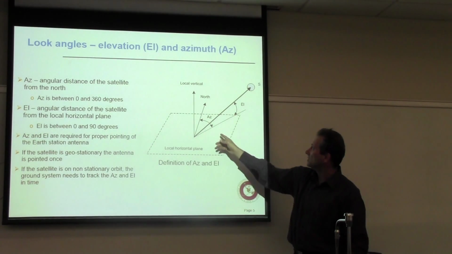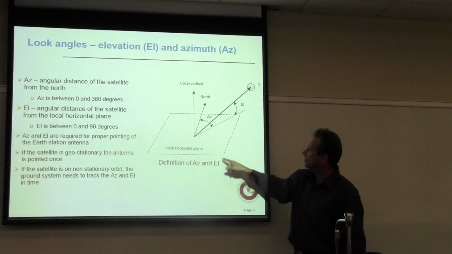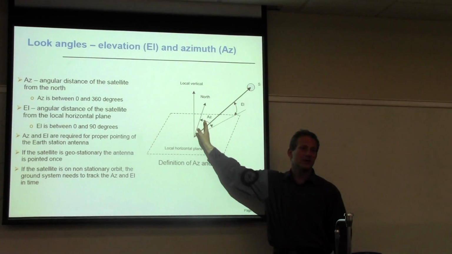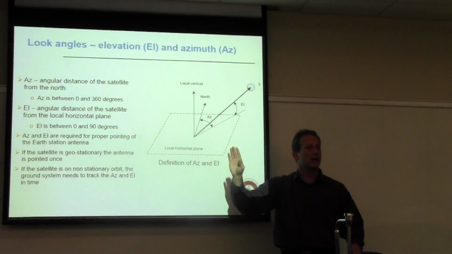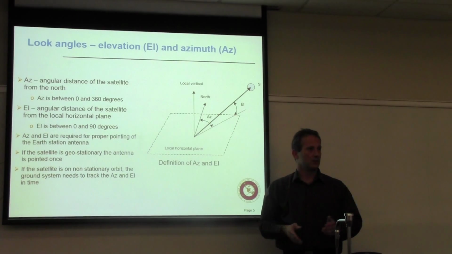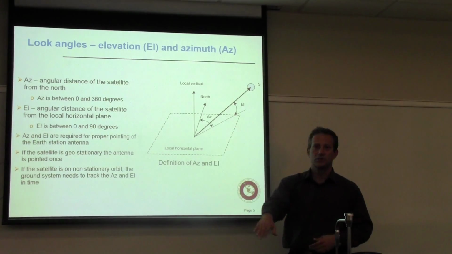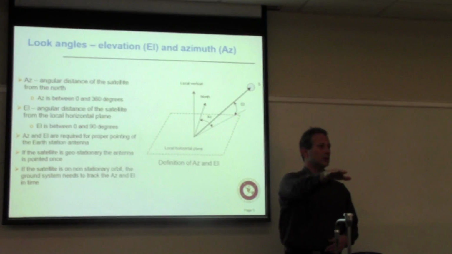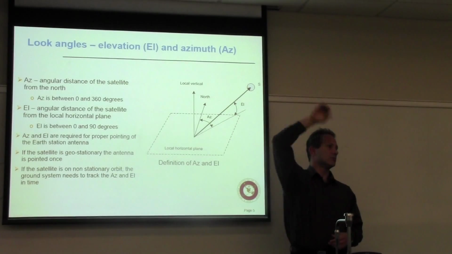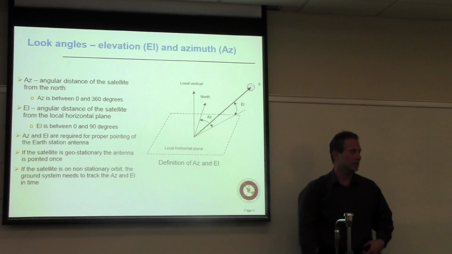So again, azimuth is 0 to 360. 0 is referencing north. When we say azimuth direction is 0, that means you're pointing straight to the north, right? And elevation goes from 0 to 90 degrees. 0 is pointing at the horizon, and 90 degrees is pointing straight above, which is called zenith.